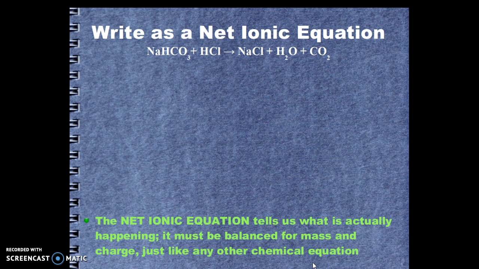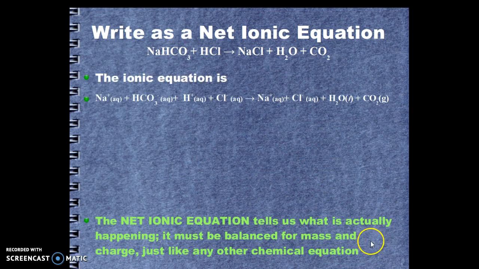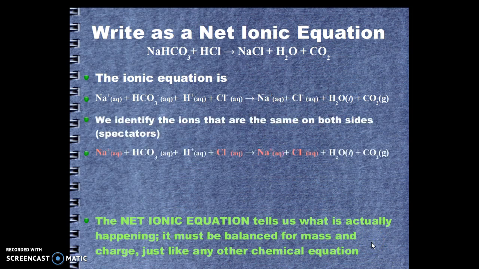Now, the net ionic equation tells us what is actually happening. It must be balanced for mass and charge just like any other chemical equation, but it represents the kernel or the core of the chemical reaction. And so here is the full equation. We write the ionic equation from the previous work that we did. And now we identify the ions that are the same on both sides. They are called spectator ions.